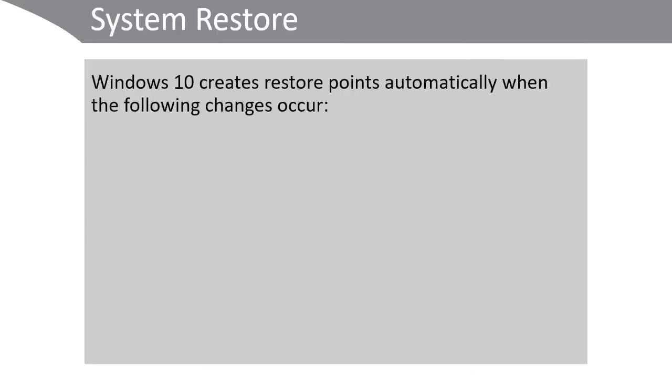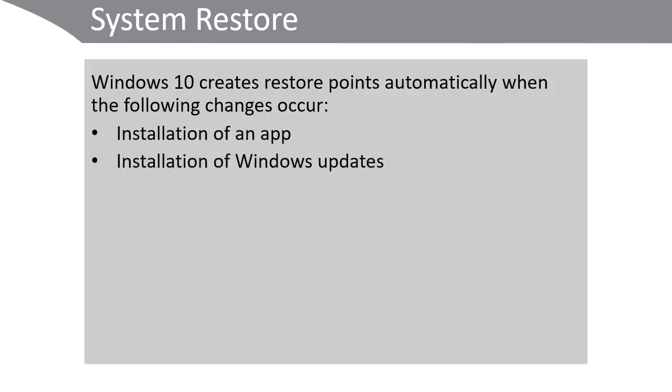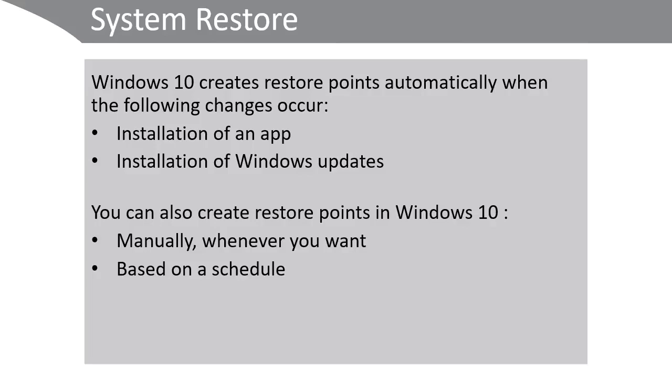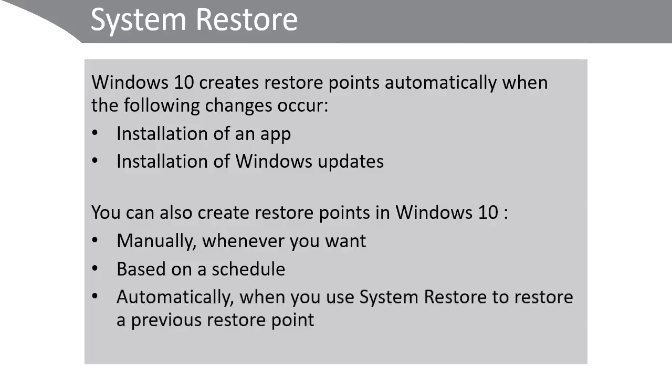Windows 10 creates restore points automatically when the following changes occur: the installation of an app, the installation of Windows updates. But you can also create restore points in Windows 10 manually whenever you want to, or using the task scheduler based on a schedule. Automatically, whenever you use System Restore to restore a previous restore point, the computer automatically creates an additional restore point.